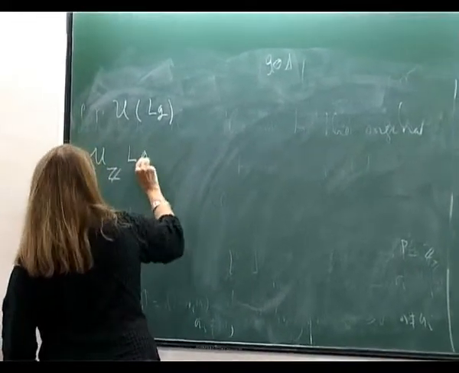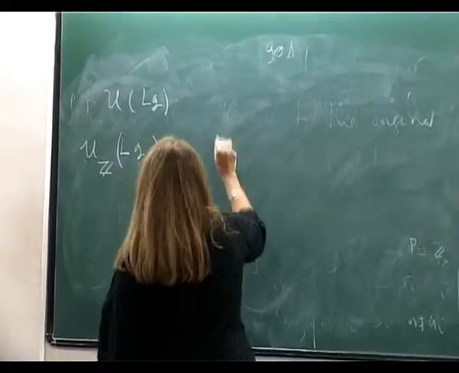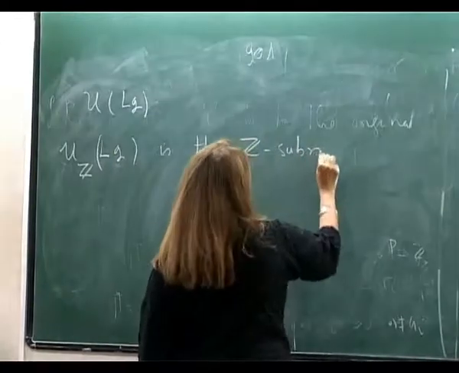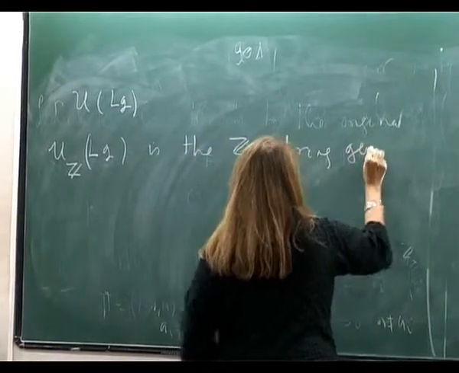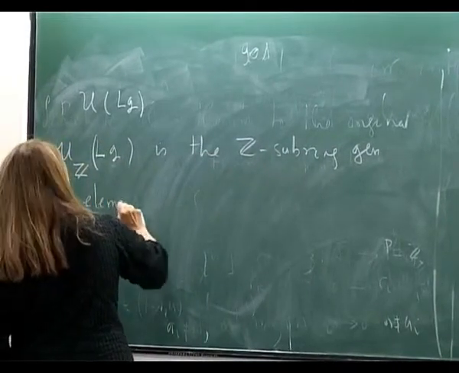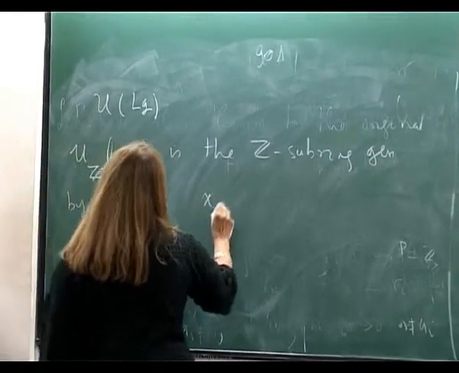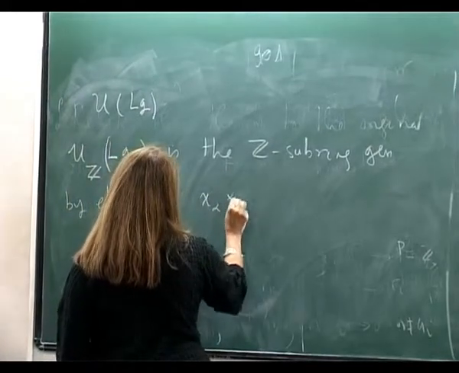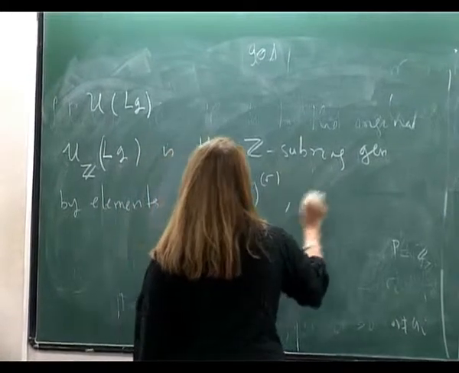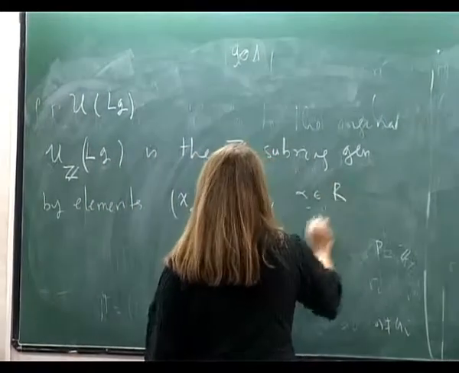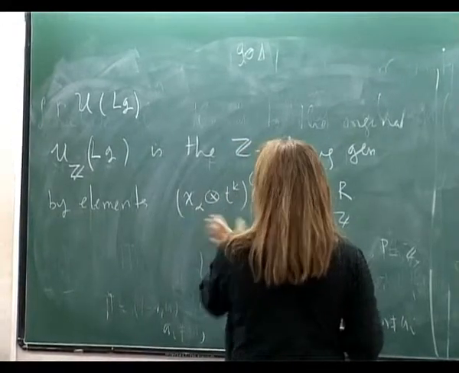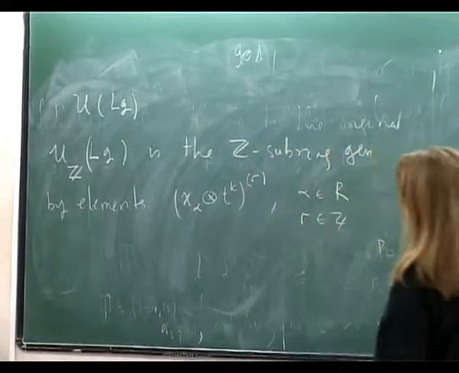So U_Z of LG is the Z subalgebra, subring, generated by elements of the form (x_alpha tensor t^k)^r, where alpha is a root and r is an integer. Remember that this means divided powers: this raised to r, divided by r factorial.